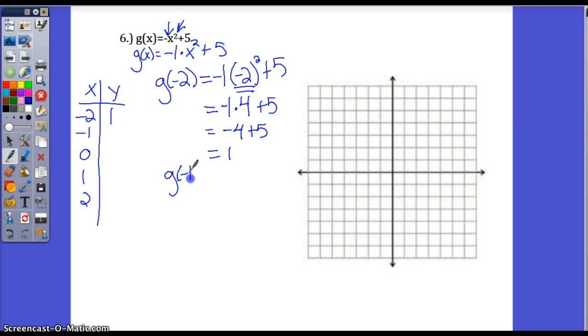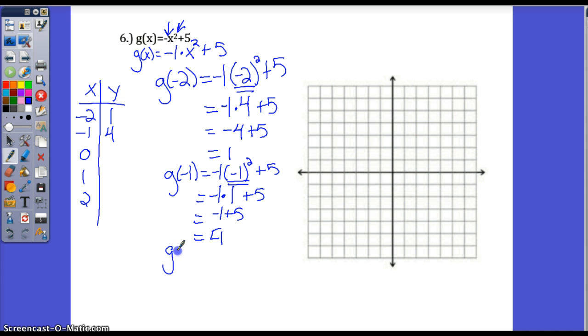G of negative 1, same thing, negative 1 times, in parentheses, negative 1 quantity squared plus 5. Do my squared first. Negative 1 times negative 1 is positive 1 plus 5. Negative 1 plus 5 gives me 4. So we get negative 1, 4.